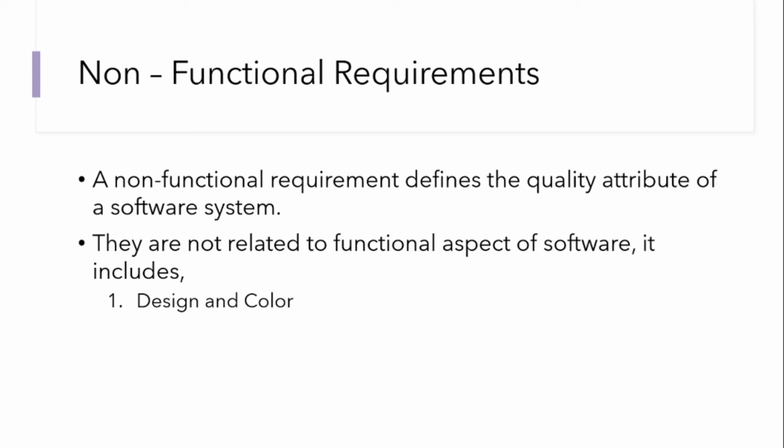Examples include the design and color. The design and color are not actually part of the functions of the system, but once the design and the color of the software are very attractive, users always feel happy when using the system. Performance: when the system performs very fast, it makes the user very happy, although it's not actually part of the main functions the system is to perform. We can talk of accessibility, that is ease of access, and then security. If the system is highly secured, customers are very comfortable and confident when using your system.